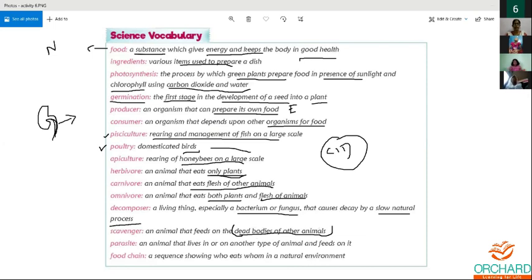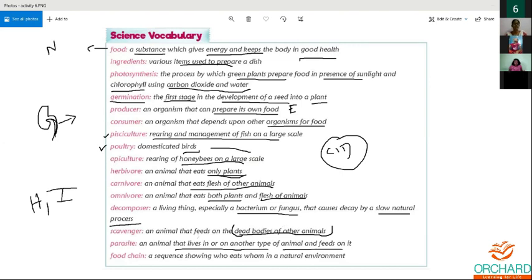A parasite is an animal that lives on or in another type of animal and feeds on it. They may live in the hair, like lice, or inside your intestine, like tapeworm, roundworm and hookworm. All those worms come under that. So they are called parasites, which live in or on another type of animal and feed on the host.